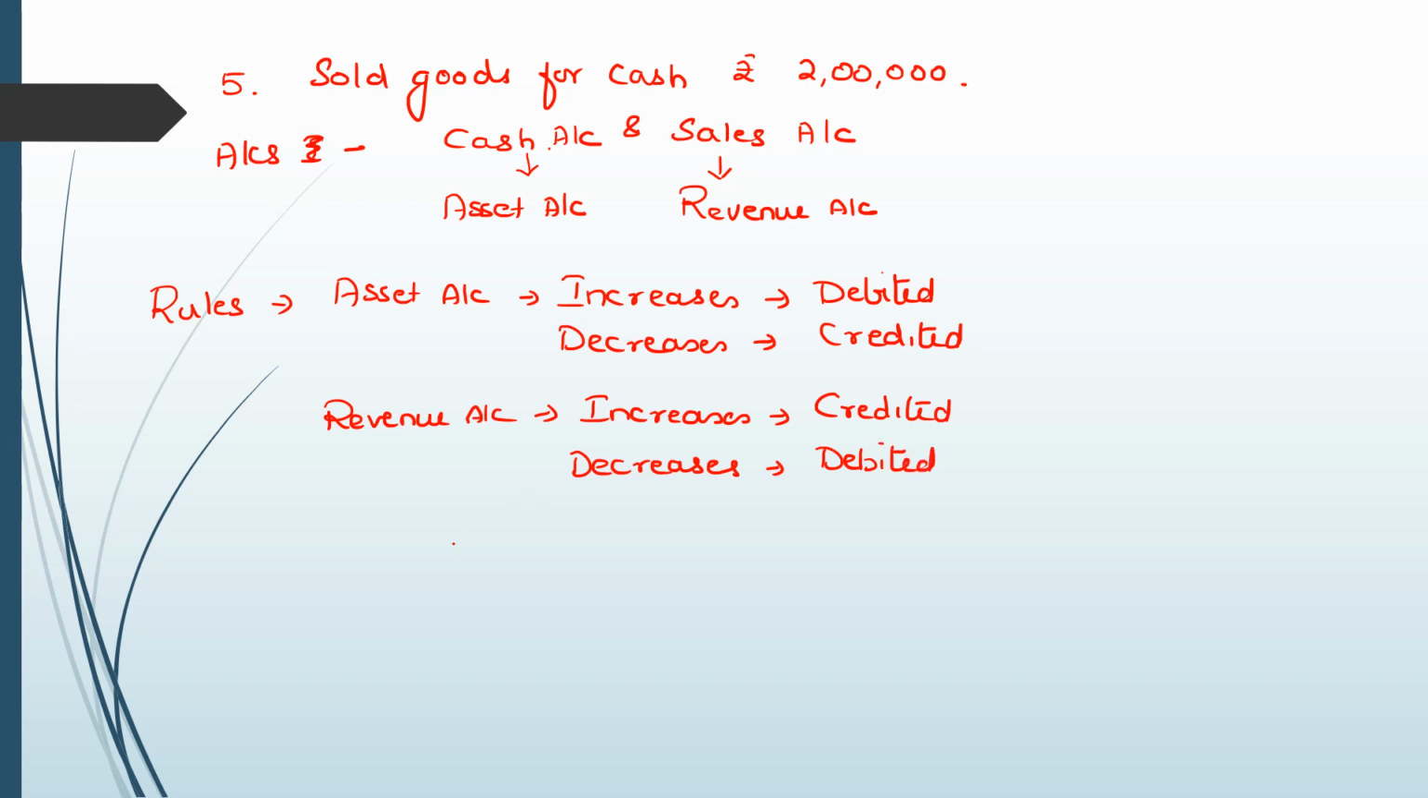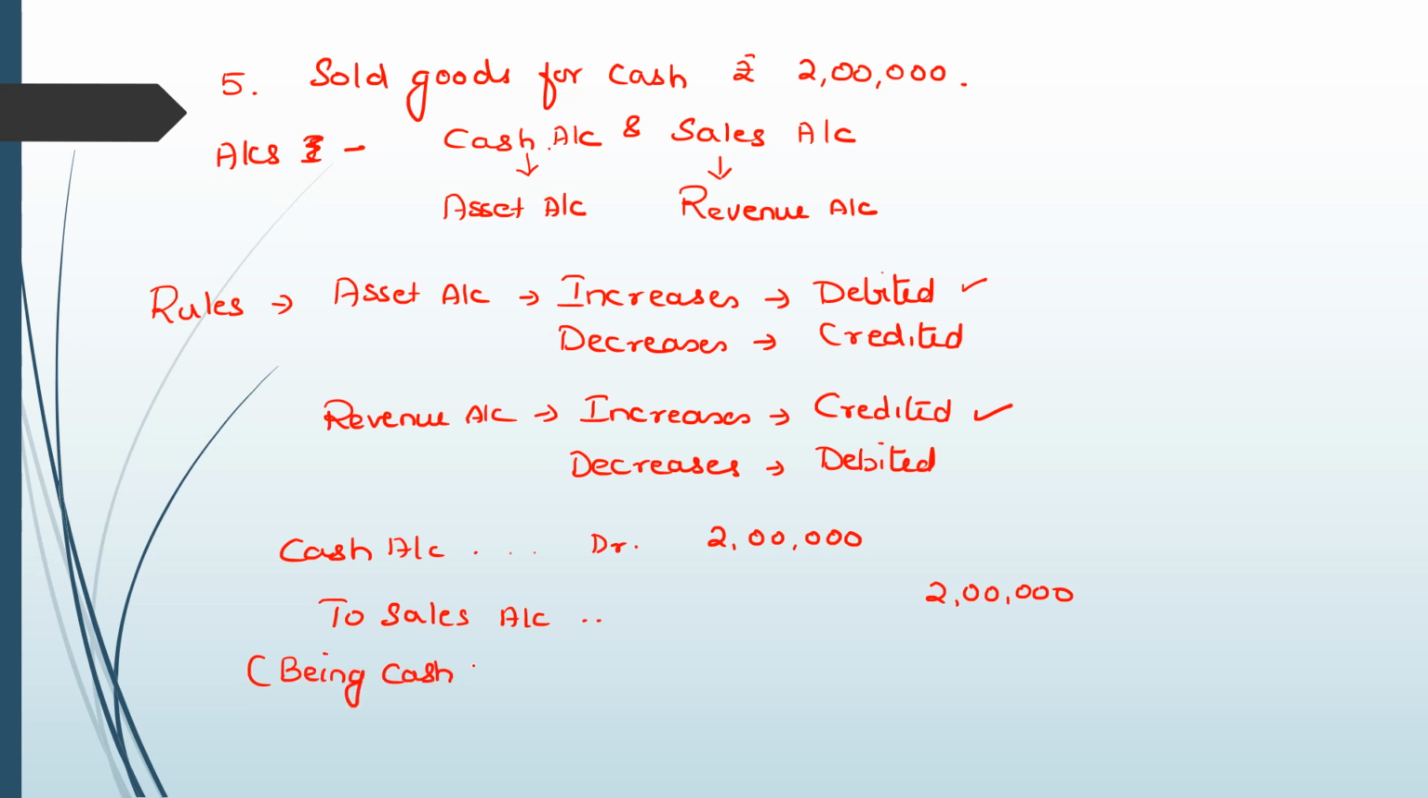So now we will apply these rules here to form the journal entry. So cash being an asset account, cash is coming in, so it is increasing. So we have to debit it. So cash account debit 2 lakh. Sales being a revenue, sales is also increasing. Revenue account, when it increases, it has to be credited. So to sales account 2 lakh, being cash sales.